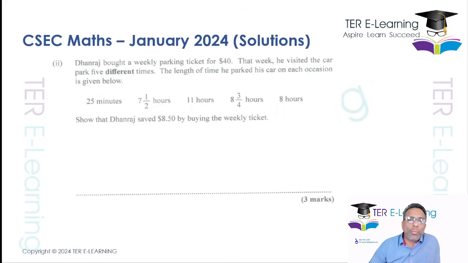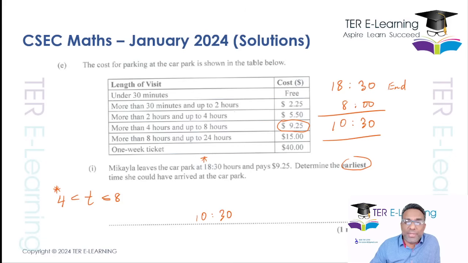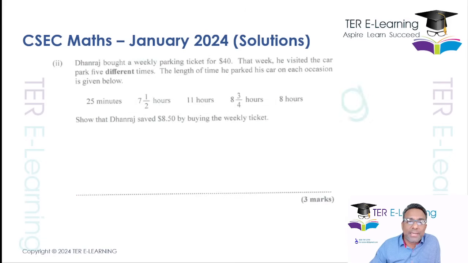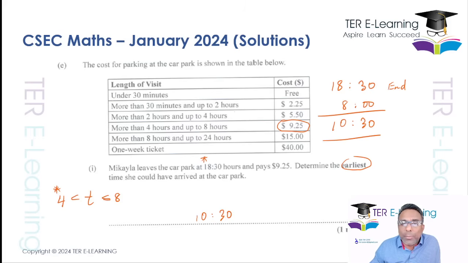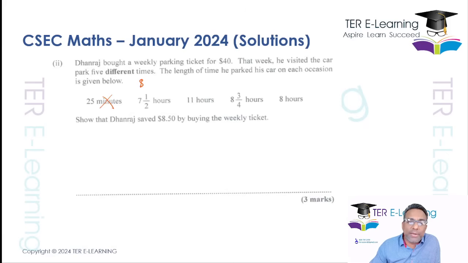Danraj bought a weekly ticket costing $40. That week he visited the car park 5 different times. So he's in the car park these amounts of times. He's there for 25 minutes, which means that this one is free, so there's no money associated with it. For 7.5 hours, that's $9.25, so this amount here will be $9.25.